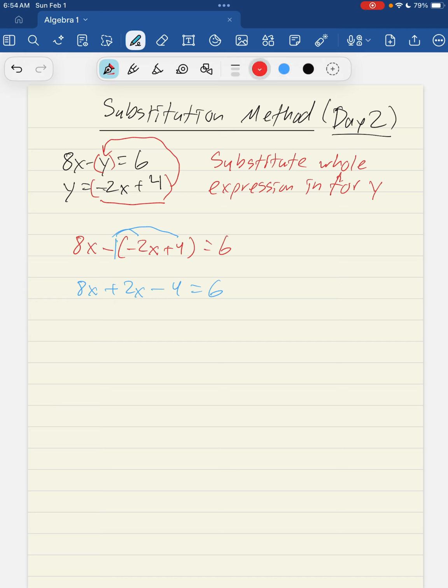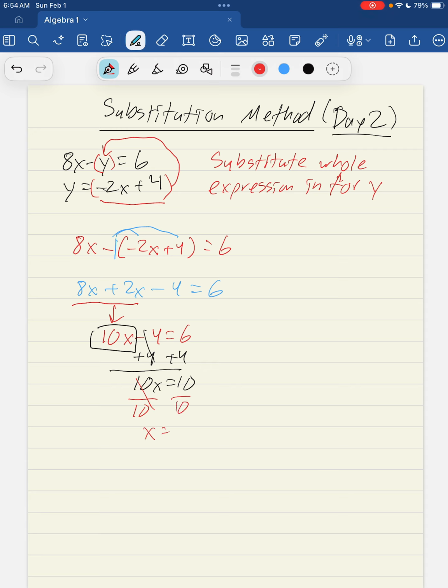Once you get to here, we are going to combine our like terms next. I'd like to do that. That's 10x minus 4 equals 6. And now we just need to get our variable term by itself. So I'm going to plus 4 both sides. And you get 10x equals 10. Divide both sides by 10. And we get x equals 1.